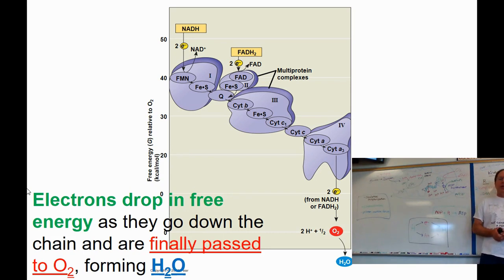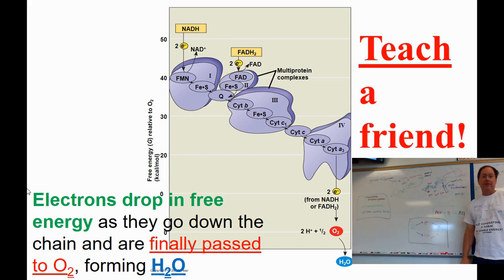As your electrons drop in free energy as they go down this chain and are finally passed to oxygen, once they rebind with their proton friends to make hydrogen atoms, and then water is made.